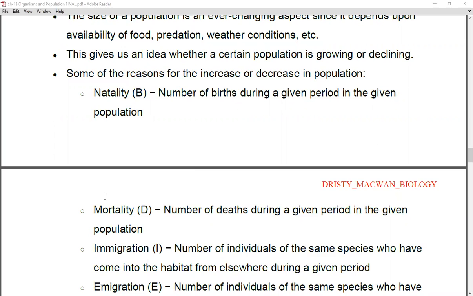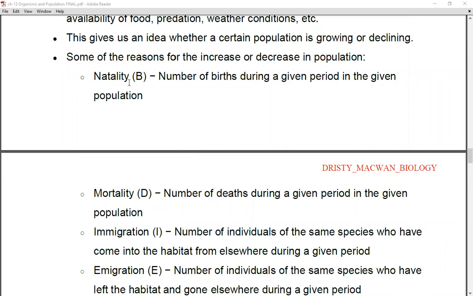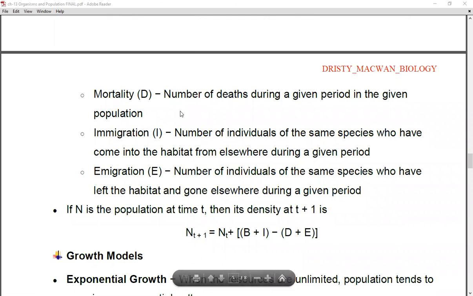So the first is natality. Natality is denoted by capital B, and it is the number of births during a given period in the given population. So how many births are taking place in a given time period in the given population is known as natality. In the same way, mortality means the number of deaths taking place in a given period in the given population. That means how many deaths are occurring in a given period of time in the particular population. This mortality is denoted by capital D.